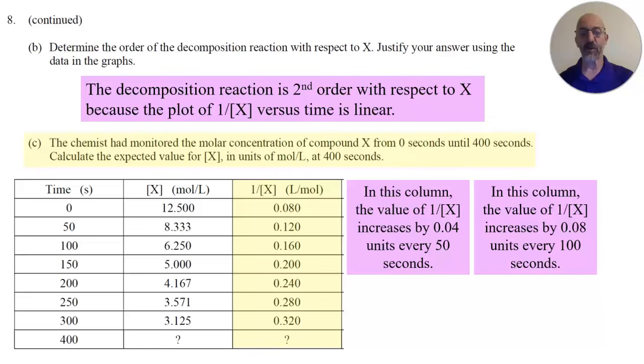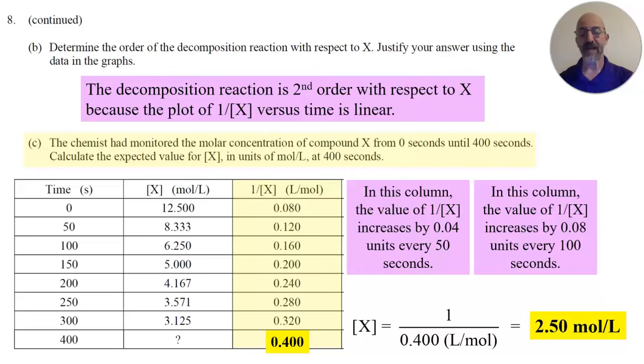So what is 0.32 plus 0.08? That's what I'm looking for, and that works out to be 0.400. Now that's not the concentration, that is the reciprocal of the concentration. But they want to know the concentration, which would mean what's 1 divided by 0.4. And so 1 divided by 0.4 is actually 2.5.